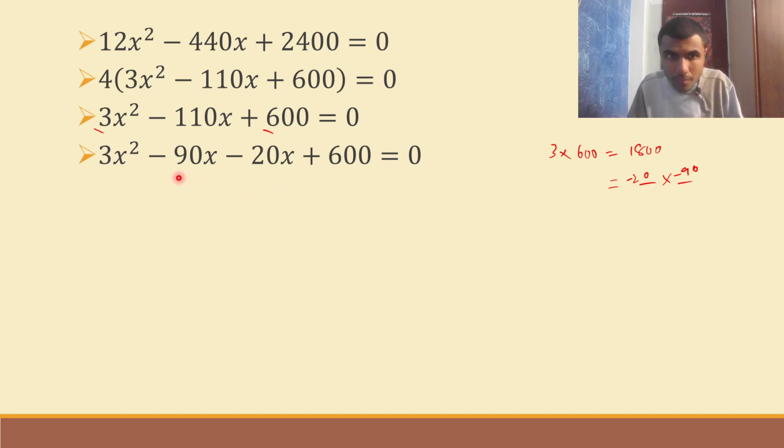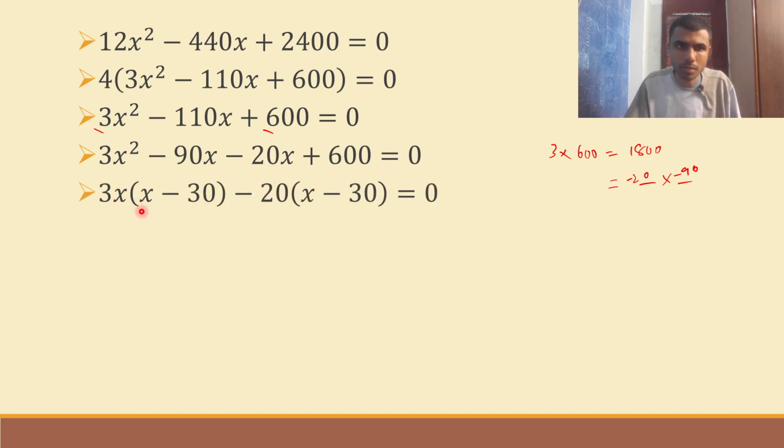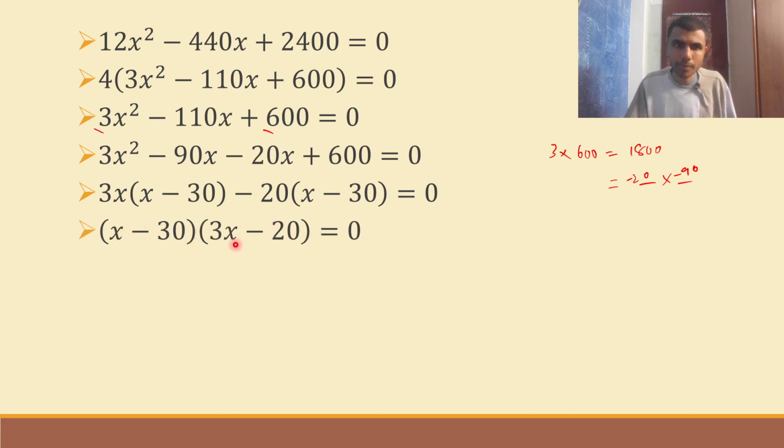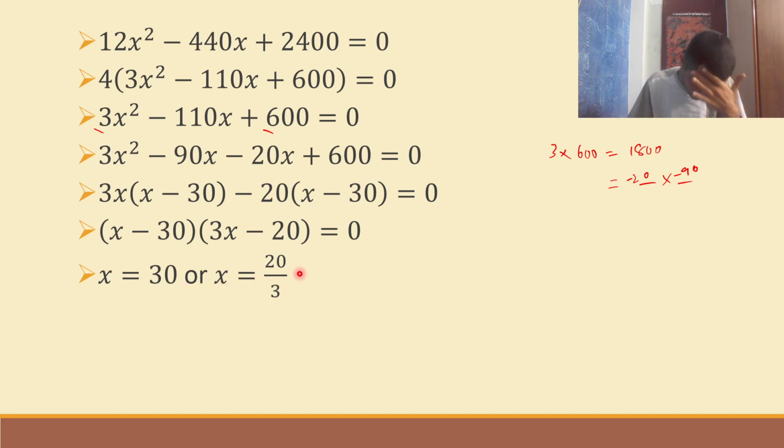Now, in these two terms, I can take 3x common, and in these two terms, I can take minus 20 common. So 3x into x minus 30 minus 20 into x minus 30. Now take x minus 30 common, so x minus 30 into 3x minus 20 is 0. So x can be 30 or x is 20 by 3.